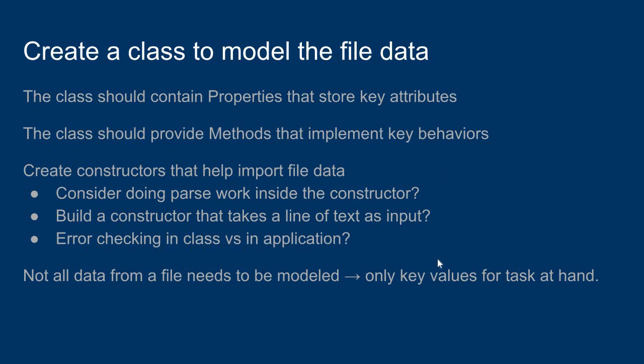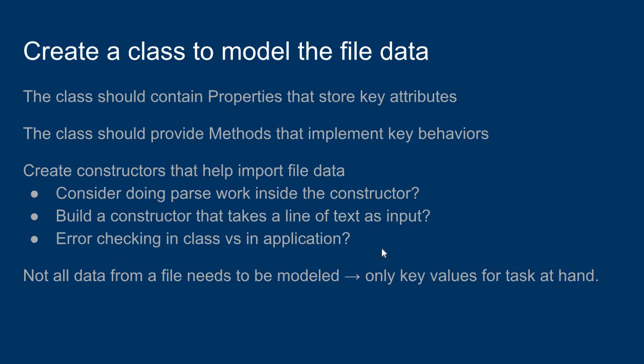Some things to consider might be: do I want to strip a line of text from the file in my application and parse it into its pieces and then put those pieces into a very sparse data model? Or perhaps do I want to create a constructor or a helper method that just takes a raw line of data from the file, and then the constructor itself will do the parsing and break it down into its pieces and store it where it needs to go? So these are trade-offs to think about.